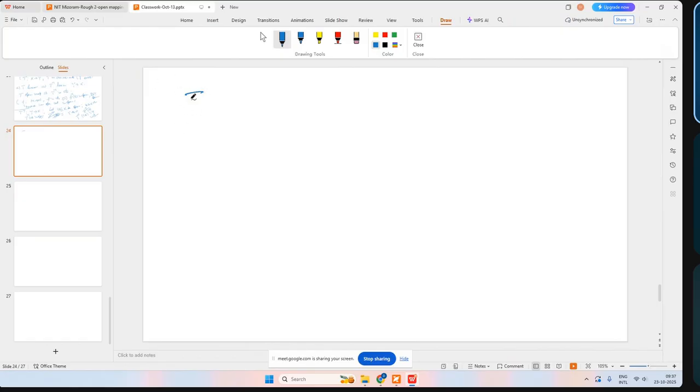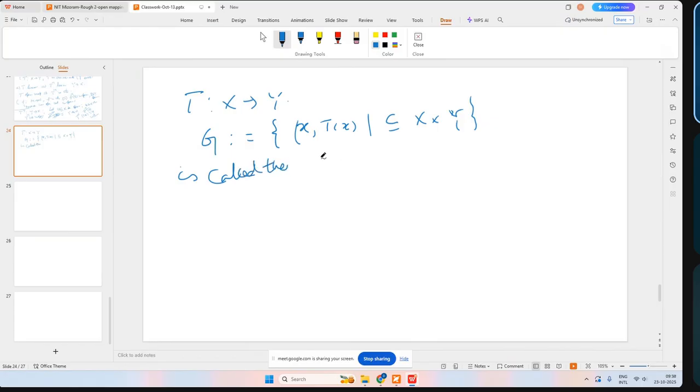So you have a map T from X to Y. This set G is defined to be the set of pairs (x, Tx) contained in X cross Y. This set is called the graph of T. Please note it is contained in X cross Y.